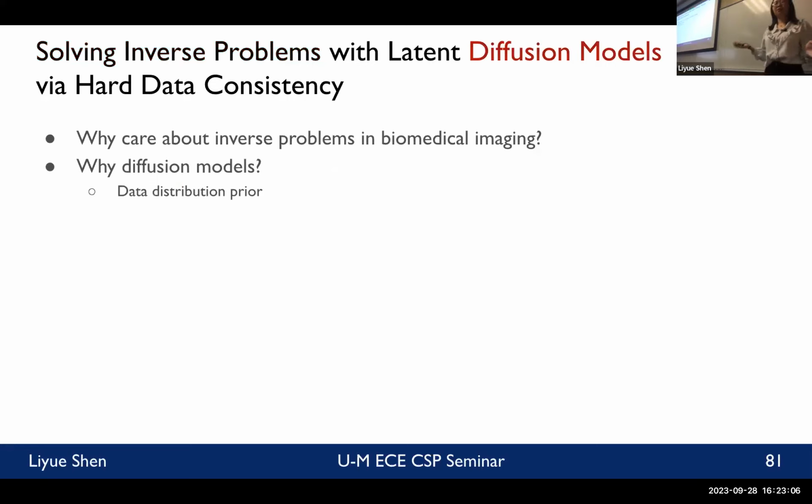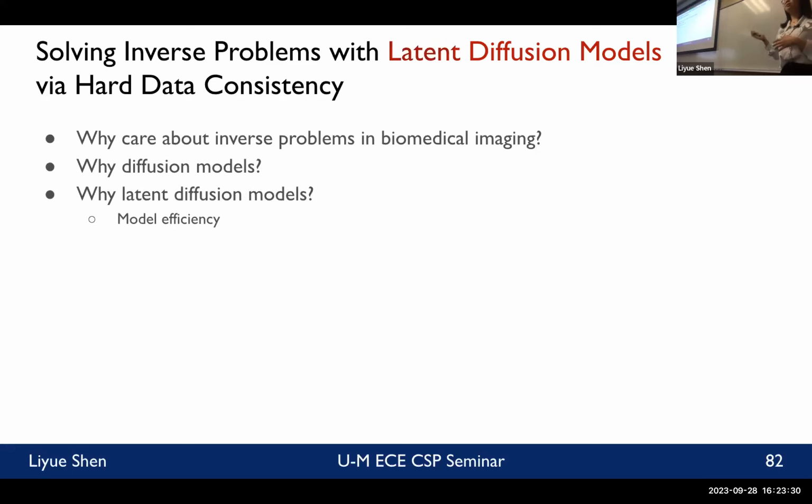And when we want to use diffusion models, we also see how diffusion models can help us capture the data distribution prior, and also the unique advantage compared to the previous deep learning-based image algorithms. For example, the data efficiency with unpredictable training, and the flexible adaptation to different sampling procedures.